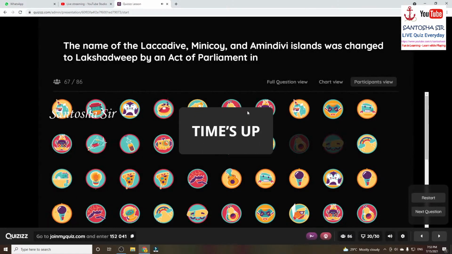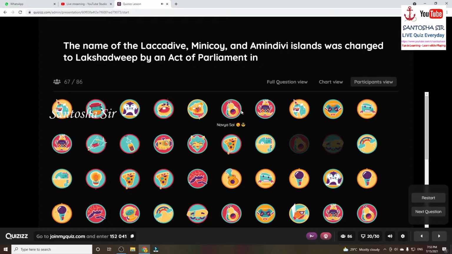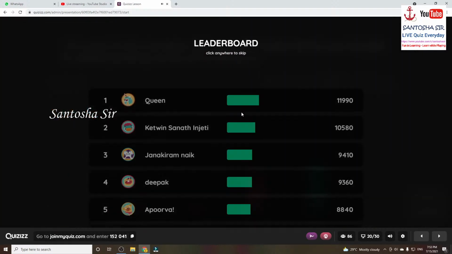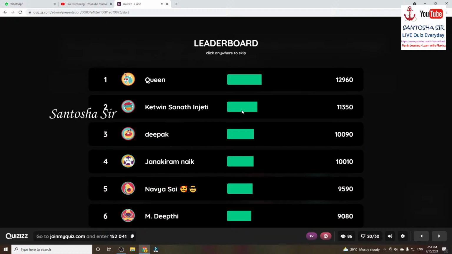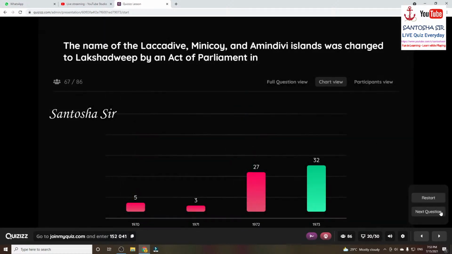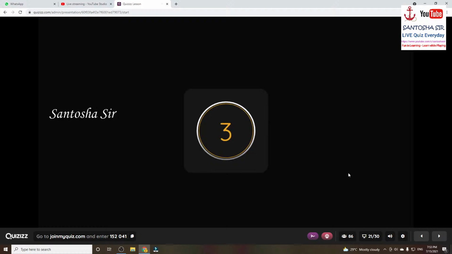Time is up. 67 picked it up out of 86 participants within the 30 seconds. Queen is still on the top, followed by Katwin, Deepak, Janakiram, Navya. 32 answered it correctly. Moving on further.